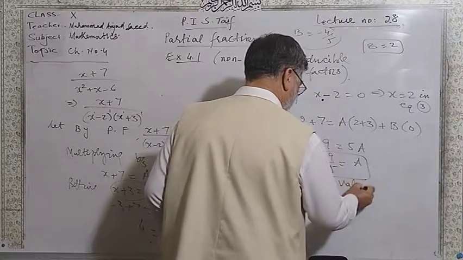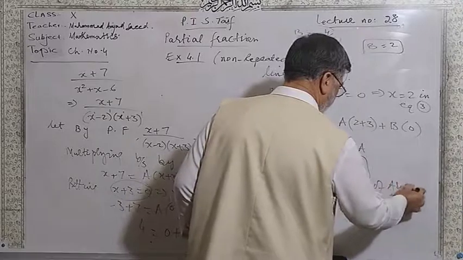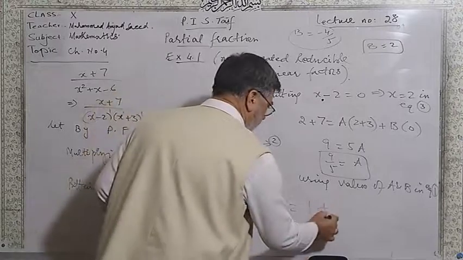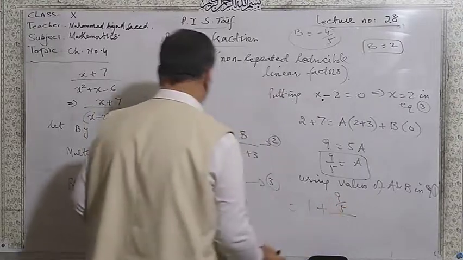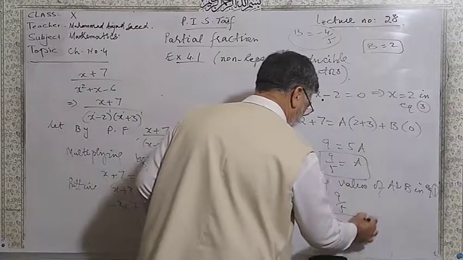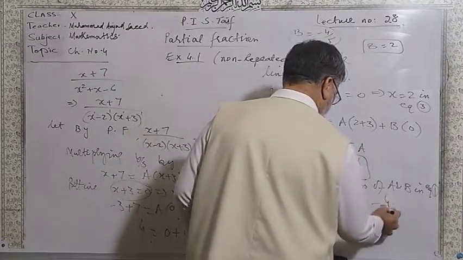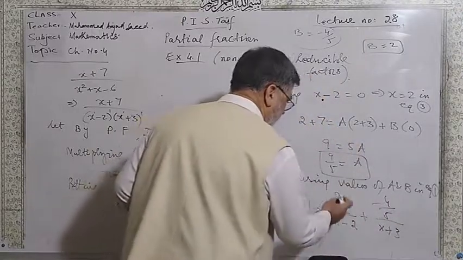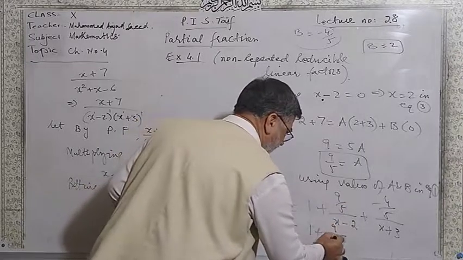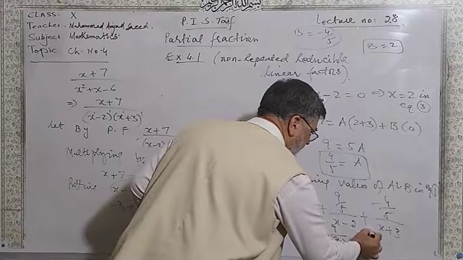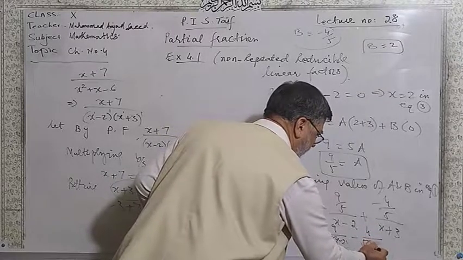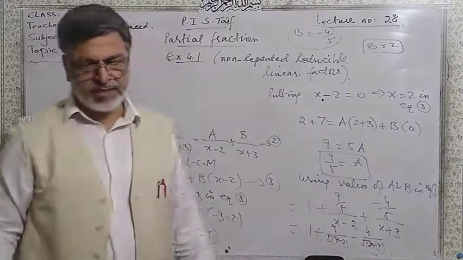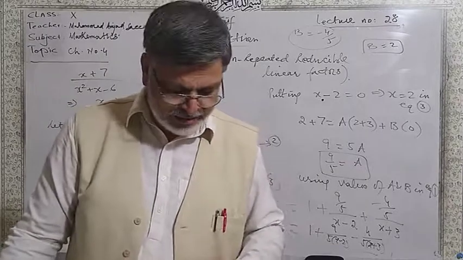Using values of a and b in equation number 1, and that was 1 plus a, 9 over 5 over x minus 2, b was minus 4 over 5 over x plus 3. Bring this 5 down. This is 9 over 5 into x minus 2 minus 4 over 5 into x plus 3. So dear students, that is your answer. I hope that you understood this question.